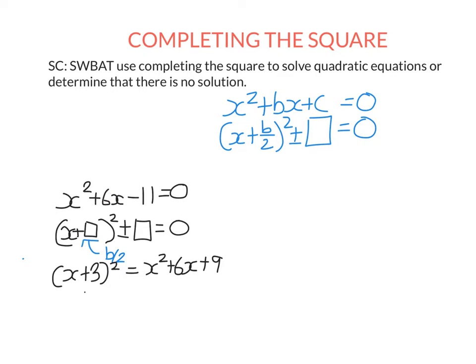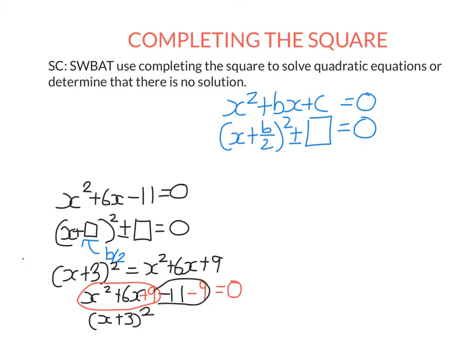So I can write x squared plus 6x minus 11. What I can do is add the 9 to make this into a perfect square. But of course, to balance out the equation, I also need to subtract 9. So this is the same equation as this. I've just added 9 and subtracted 9 to balance things out. So x squared plus 6x plus 9 I know is x plus 3 squared. And then I'm left with minus 11 minus 9, which is minus 20.